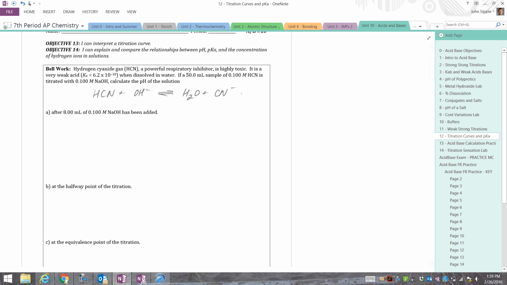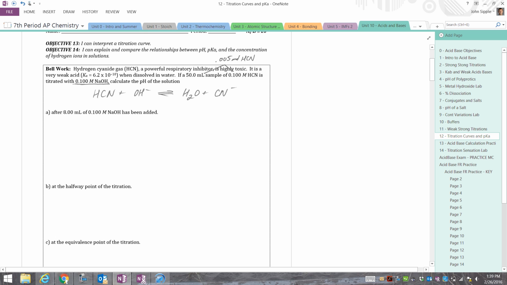And then they also tell us there's 50 milliliters of it. So we're going to need to know the moles that we're going to start with, right? So 50 milliliters times 0.1 is 0.005 moles HCN. And we're going to be adding 0.1 molar NaOH. So they want us to calculate the pH and all that sort of stuff at these different points.